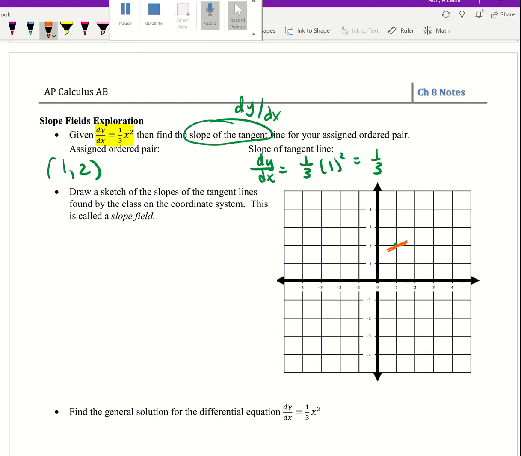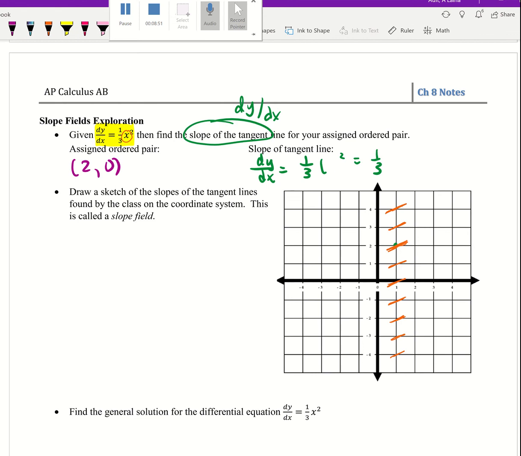Now, if we were doing this in class, each person would have their own ordered pair. Maybe the next person would have 1, 3. And what you might notice is, since this equation is in terms of x, they would still plug in a 1. And at 1, 3, I'd still get that same slope of 1/3. In fact, every ordered pair that uses an input of 1 would have a slope of 1/3. You could plug in a couple points, but all of those would have a slope of 1/3. If I try another point, maybe I'll do the ordered pair 2, 0.